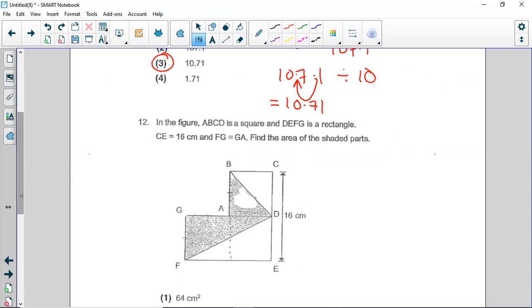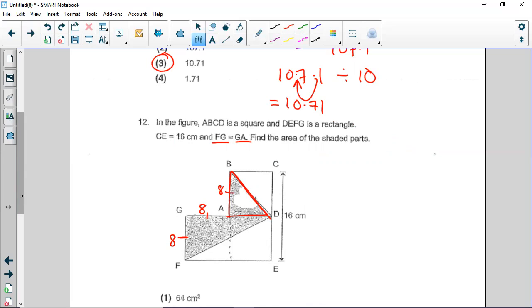Okay, question 12. Now, question 12, how do you find the shaded parts? Okay, you will need to find the base and the height of the shaded triangle. So look at this triangle. What is the base? What's the height? Before you can do that, you must know the unknown side. So you can see that there are some sides that are equal, FG equal to GA. That's why you see the marking. And when you see the markings, it means what? It means that they are the same. So 16 divided by 2, 8. Here also 8. Here also 8.